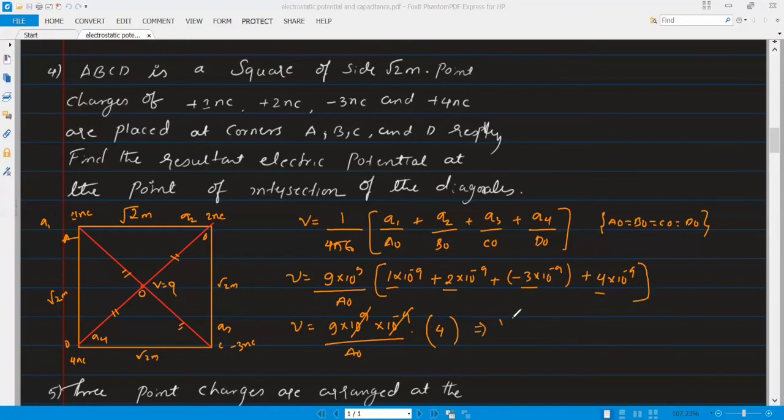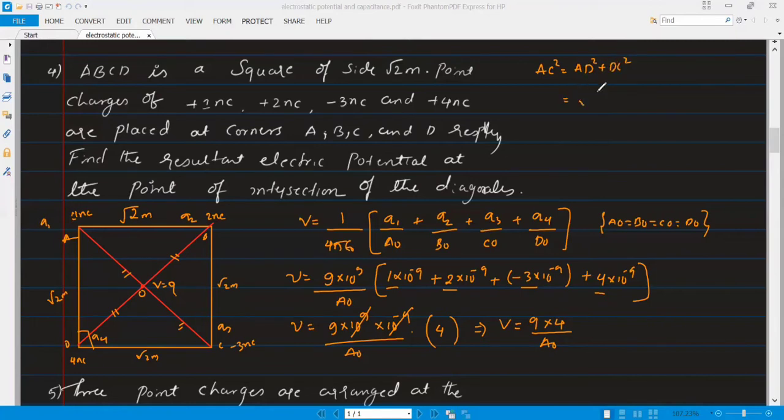This is now going to remain like V is equal to 9 into 4 divided by AO. Now let's calculate the value of AO. AO means calculating this distance. See, since it is a square, this angle must be 90 degrees, then this is going to become a right angle triangle. Using the Pythagoras theorem, we can write AC square is equal to, can I write this as AD square plus DC square.